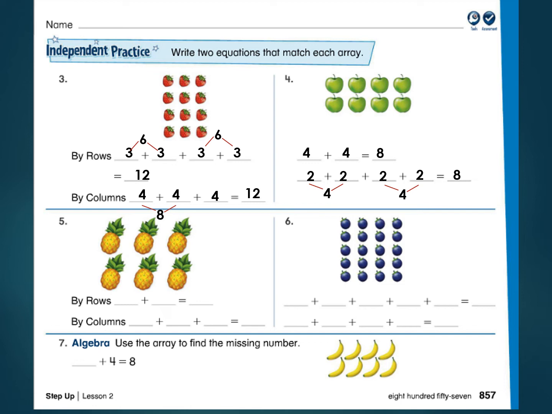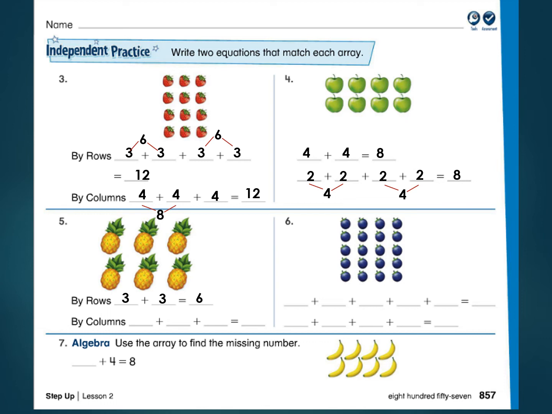Number 5. How many pineapples are there? First by rows. How many rows are there? There are 2 rows. Each row has 3 pineapples. So 3 plus 3 equal 6.